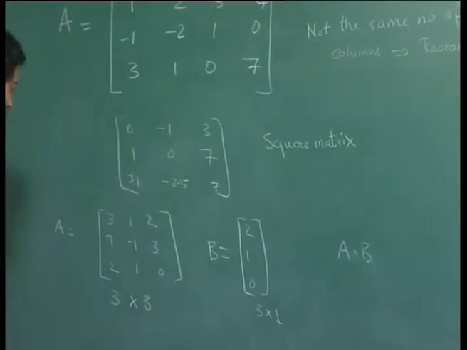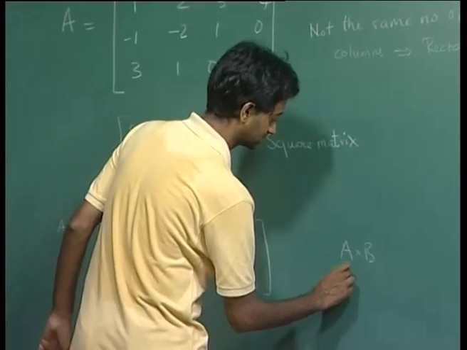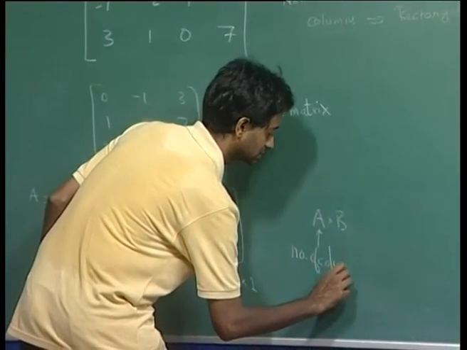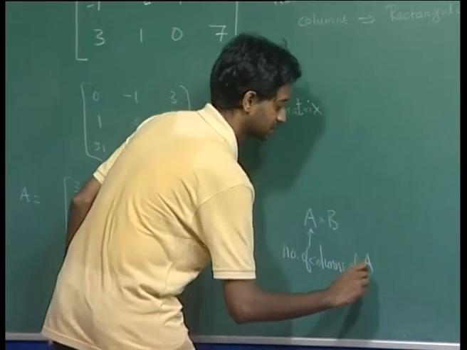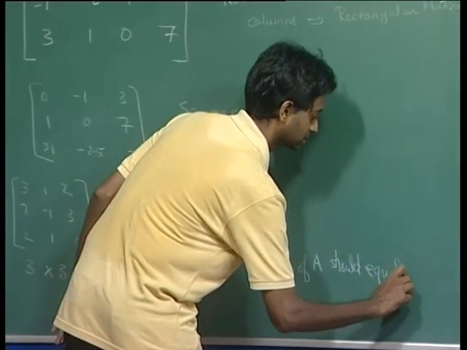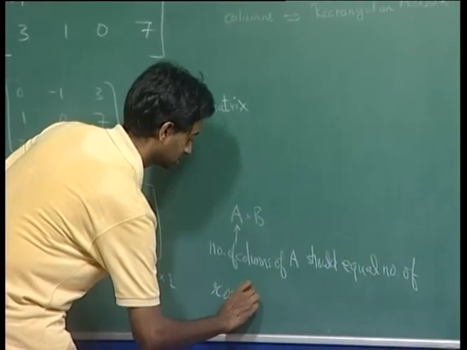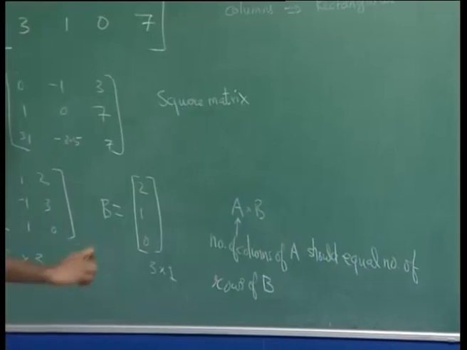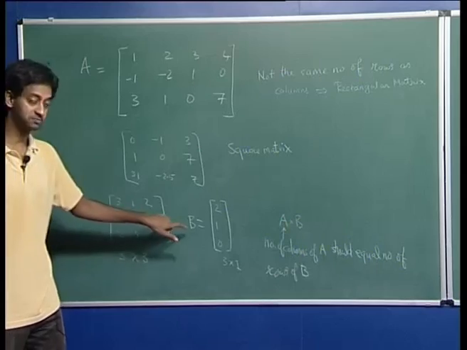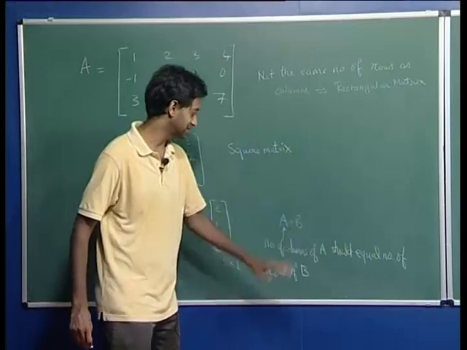Okay. So, this is a matrix multiplication of the matrix A and the matrix B, and it is essential that the number of columns of A should equal the number of rows of B. Okay. Now, in such a case you can define A times B, but however you cannot define B times A, because the order of matrix multiplication makes a difference.